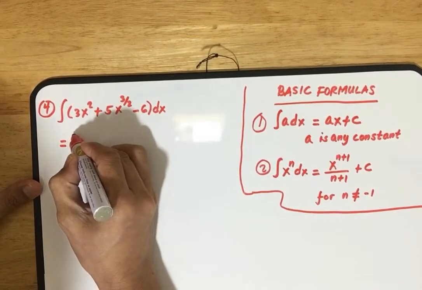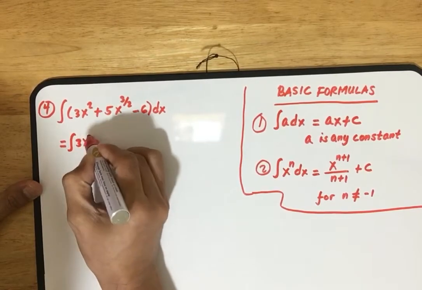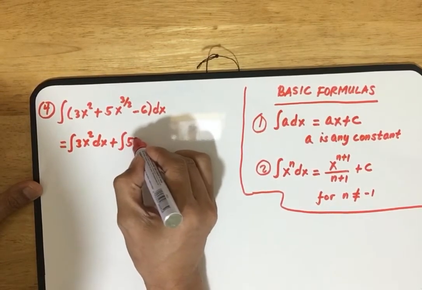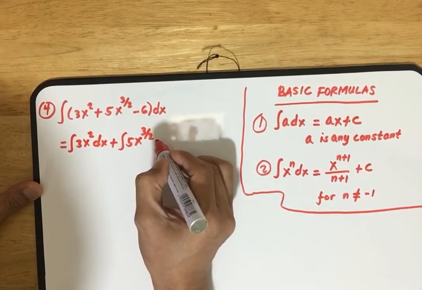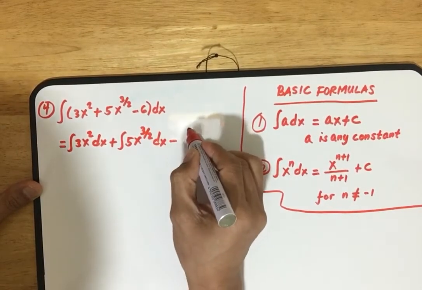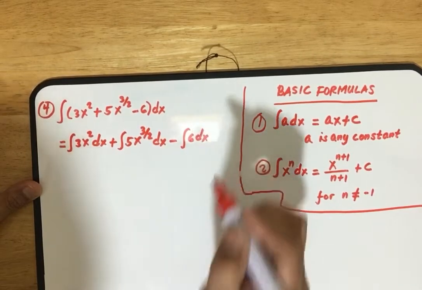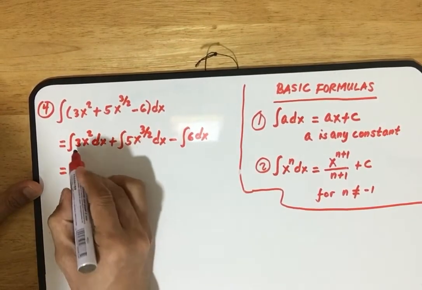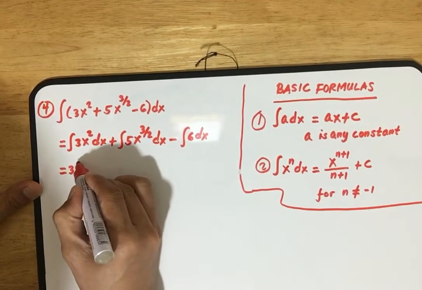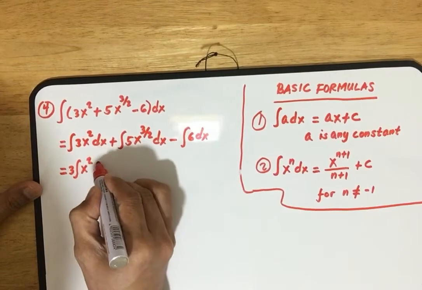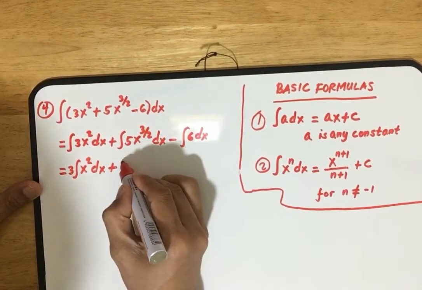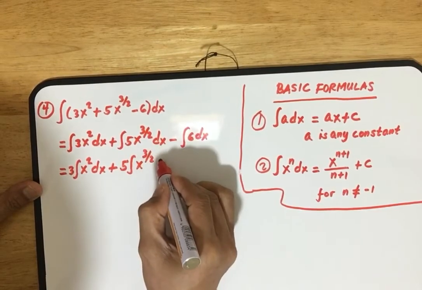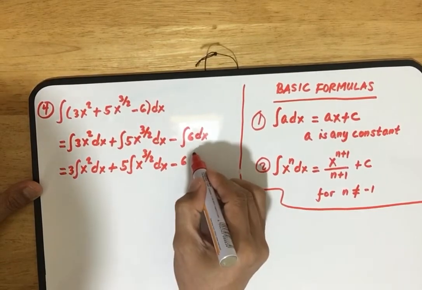Okay, so we have our first term, the integral of 3x squared dx, then plus the integral of 5x to the power 3 halves dx, then minus the integral of 6 dx. Okay, then for the first term, we can put the constant outside the integral sign. We have 3 times the integral of x squared dx, then plus, similarly we can put 5 outside the integral sign, times the integral of x to the power 3 halves dx, minus 6 times the integral of dx.